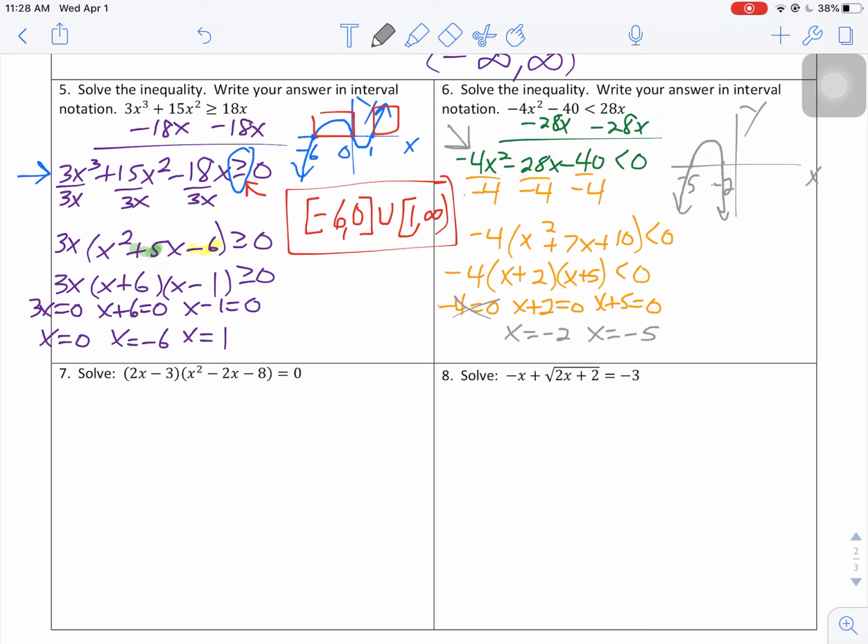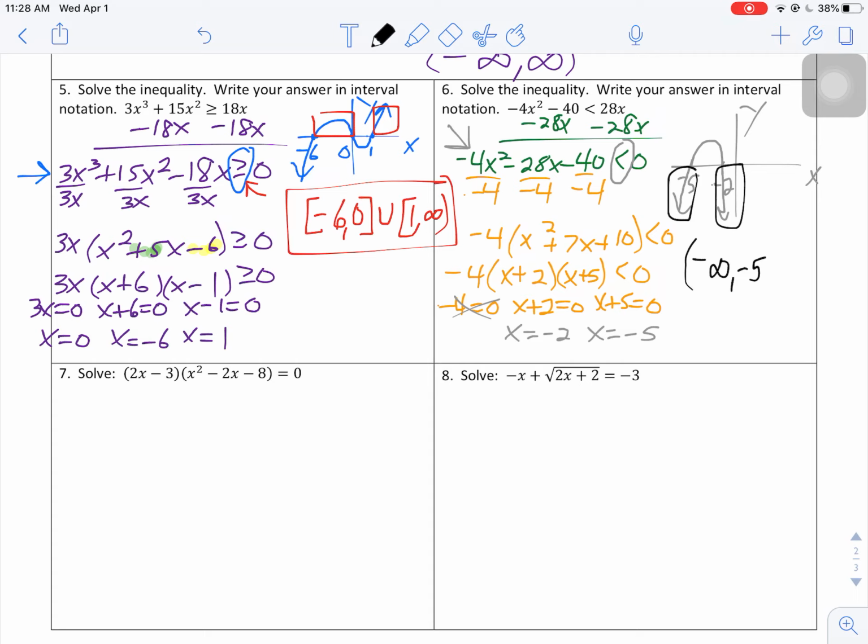It's going to have to be concave down. So we're trying to figure out when this function is less than 0. So picture-wise on the graph, that happens here and here. That's when it's less than 0. So as I look at that picture from left to right, from -infinity all the way up to -5, that graph is under the x-axis.